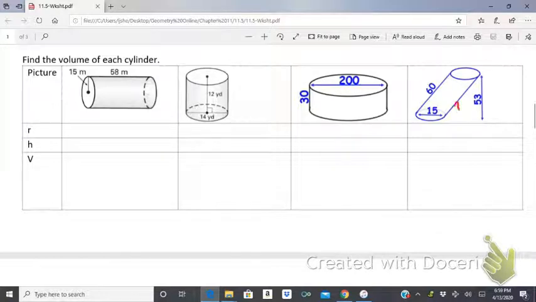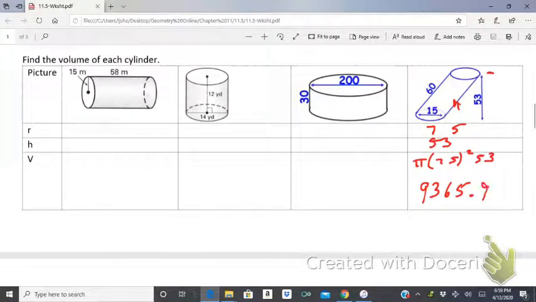We'll do this one because it's probably the trickiest on this sheet. So we look at our radius, which is 7.5. We look at our height. Height is bottom to top, so bottom to top is 53. And now I'm just going to do pi times 7.5 squared times h, which is 53. I'm going to type all of that into my calculator, and I'm going to get 9365.9. So this is just a calculator question.